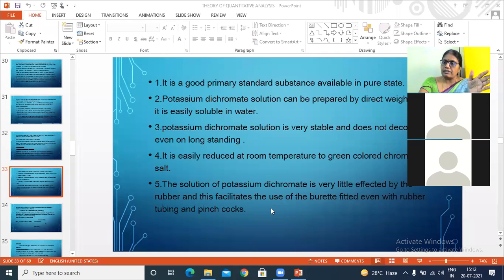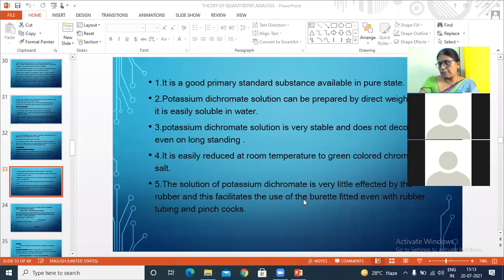So we should avoid that. Always we have to prefer glass burettes, glass stopcocks, or glass titrating flasks for KMnO4 titrations, or permanganometry titrations, which we discussed in the study. Potassium dichromate is not supposed to react, or does not have any effect, with plastic or rubber. Even if we use plastic burettes or rubber corks or pinch cocks in the titrating flask, there is no effect with potassium dichromate. So we can easily use plastic burettes for potassium dichromate.